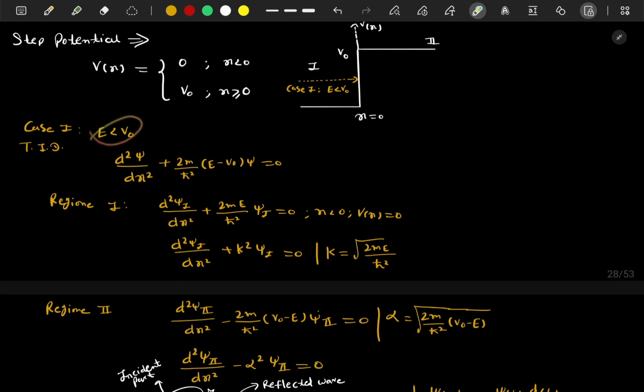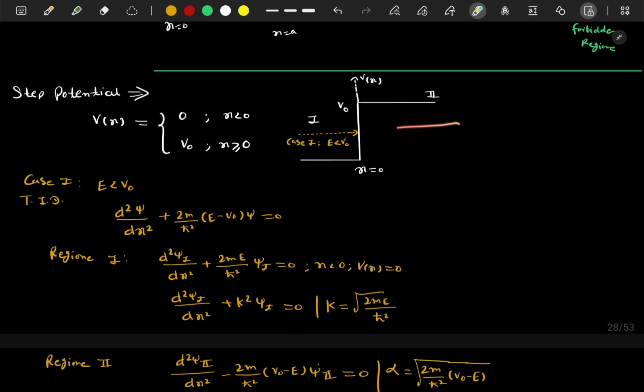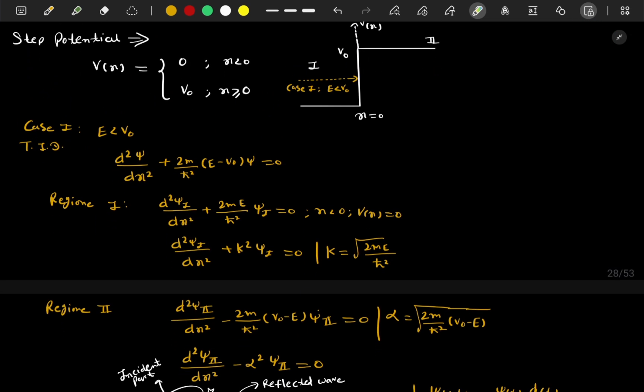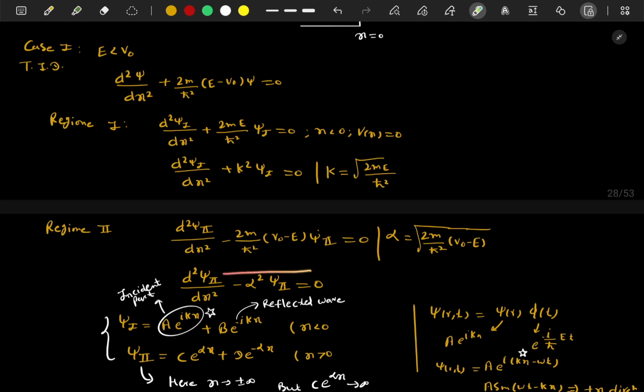Okay, so what will be the equation? d²psi upon dx² plus 2m upon h cross square into E minus V naught psi equal to 0. So in region first, E less than V naught, use this equation, because in this region the potential is 0. Simply, this equation will lead to this. We consider k is this. And in region second, what happens? The potential is V naught. So just put the potential as V naught, but we know E is less than V naught, so a minus will come out here. That's why it's minus, and we consider alpha equal to root of 2m upon h cross square into V naught minus E. So the equation leads to this.